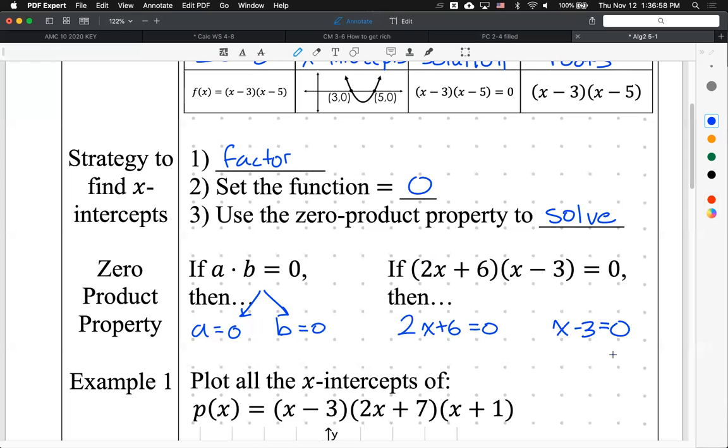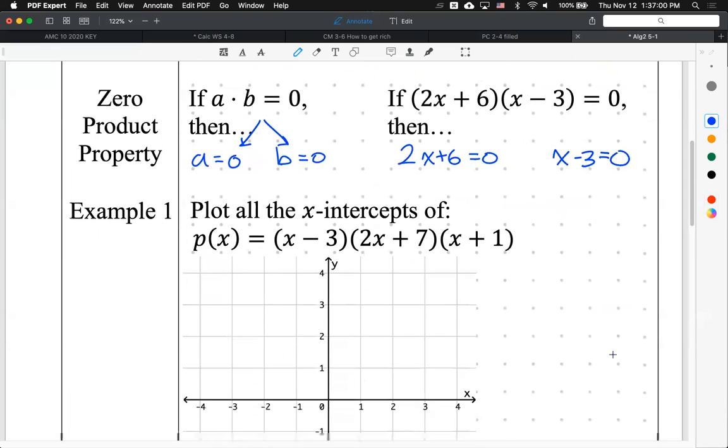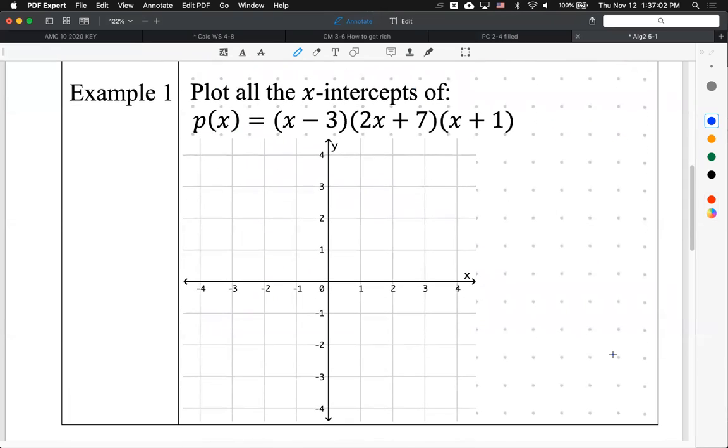Okay, so we have the zero product property. We understand the general procedure. Let's try it. I want you guys to plot the x-intercepts of this polynomial. Hey, I'm nice. I already factored it for you. I did step 1. You're welcome. I'm being nice. I will eventually be mean. Don't worry: x minus 3 times 2x plus 7, x plus 1.